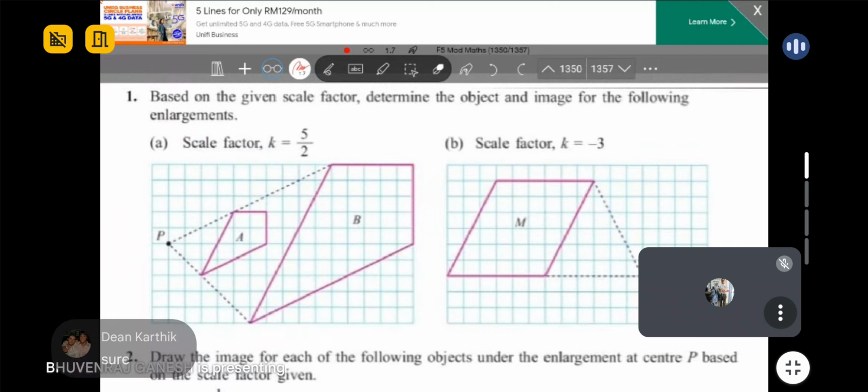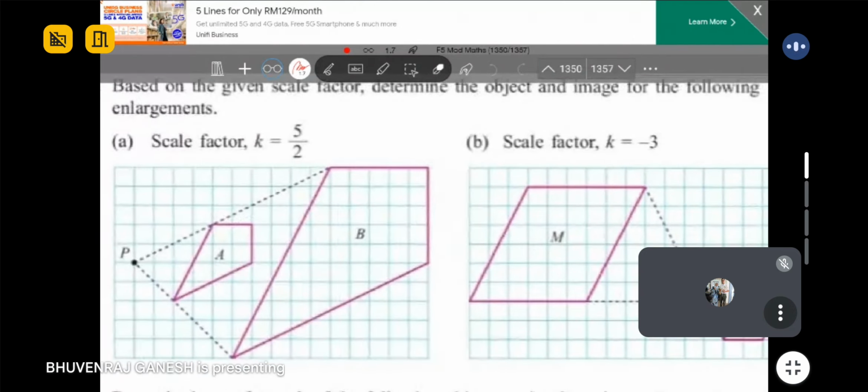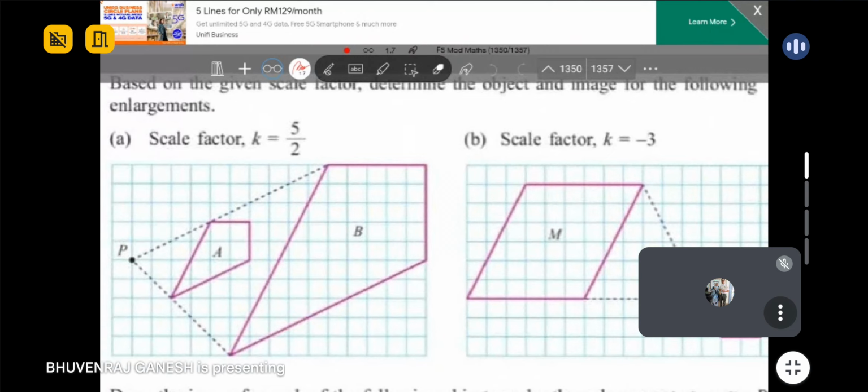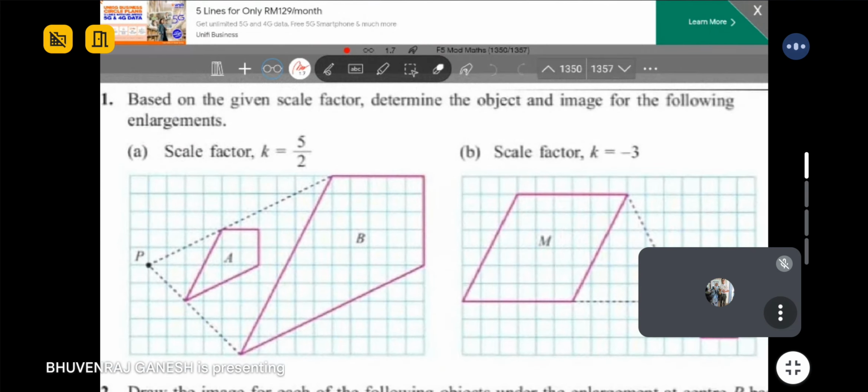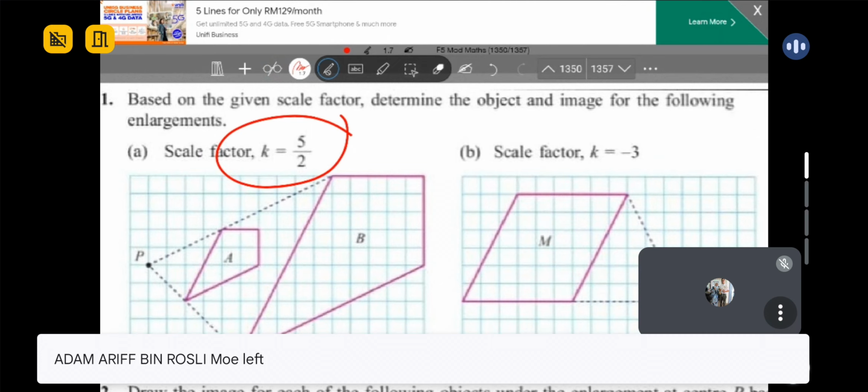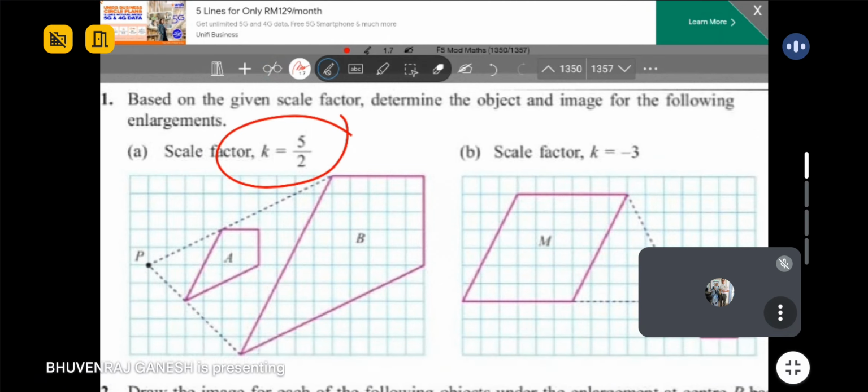For these questions, before that, you have to identify the object and image. Let's recap what you learned for enlargement. So scale factor k equals 5/2. Which one is the object? Which one is the image? Cuba bagi tahu. What will be your answer?